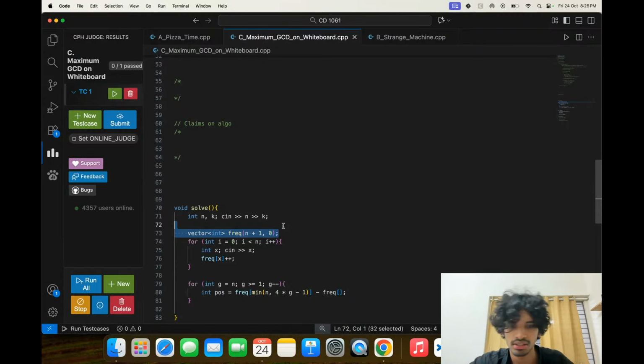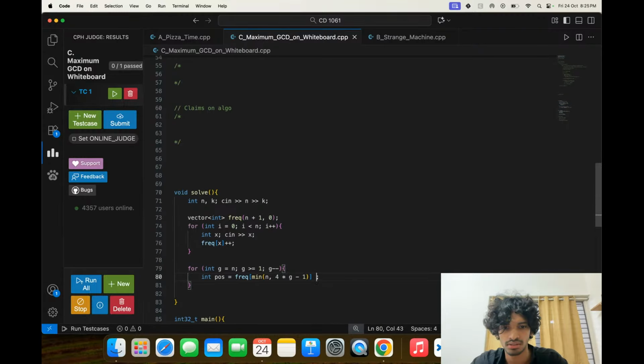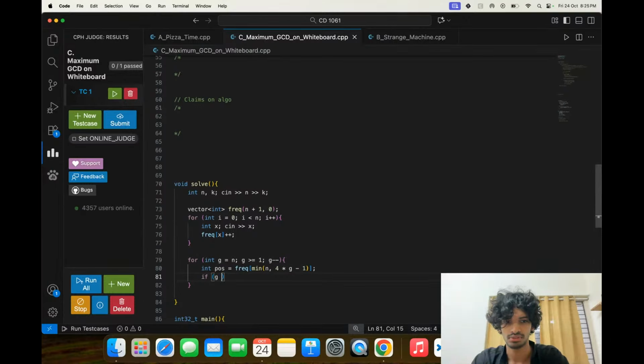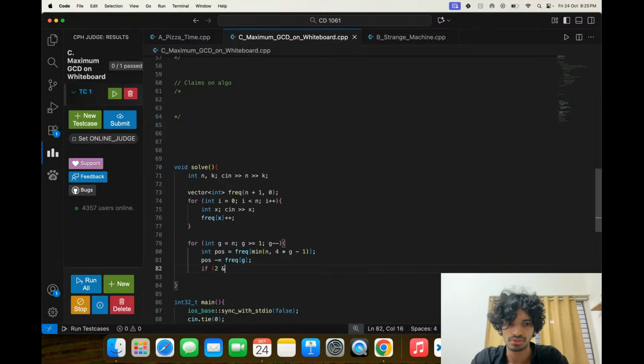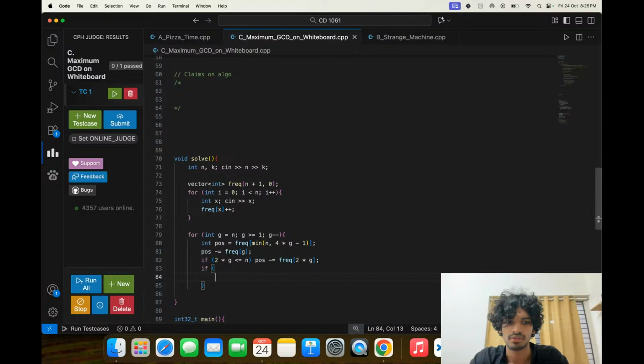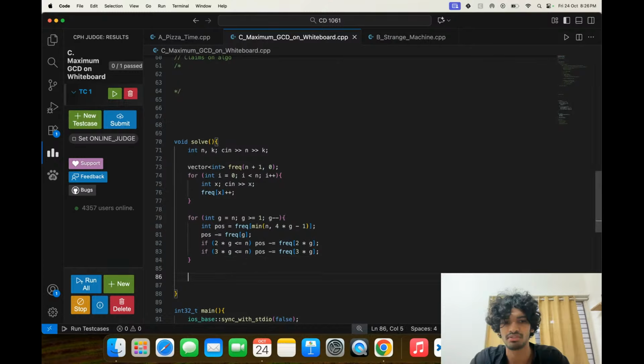I'll just write this one. If g is less than or equals to n, right? pos minus equals frequency of g. If 2 times g is less than or equals to n, pos minus equals frequency of 2g. If 3 times g is less than or equals to n, pos minus equals frequency of 3g. It's just some easy observation.